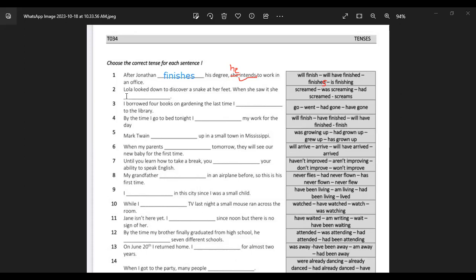Now, screamed is the right one, but you could get away with using had screamed, it's fine here. It works. I borrowed 4 books on gardening the last time I blanked the library. Go, went, had gone, or have gone. Went. Yes, right, went.